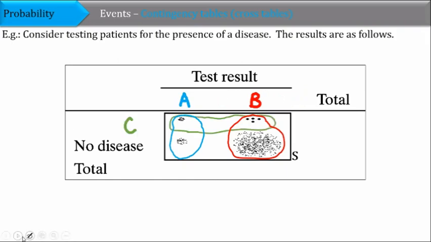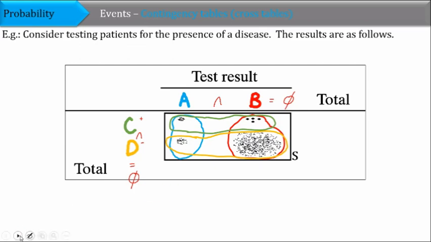We can do something similar for the rows. Let C be the event of the person having the disease and D be the event of somebody not having the disease. So you either have it or you don't. So for these two events C and D, if we take the intersection, it will also be empty. So C and D will be disjoint. A and B will also be disjoint, or mutually exclusive.